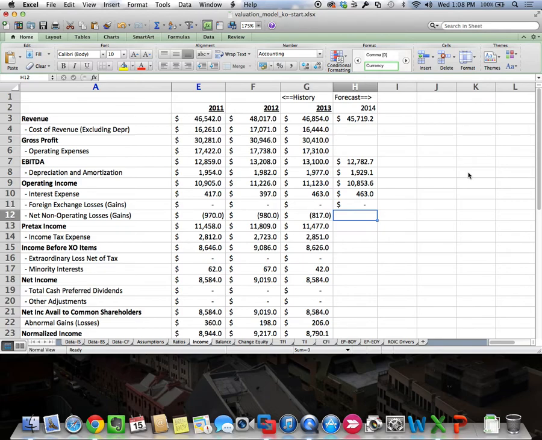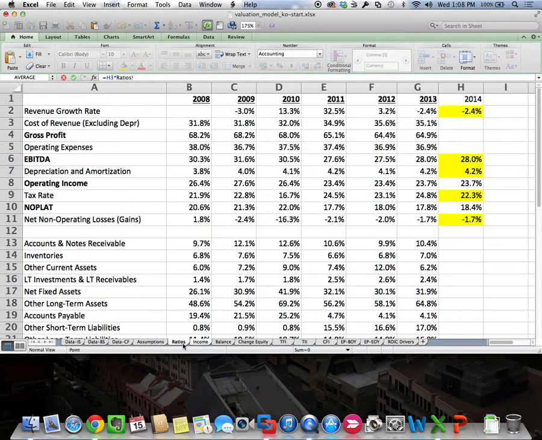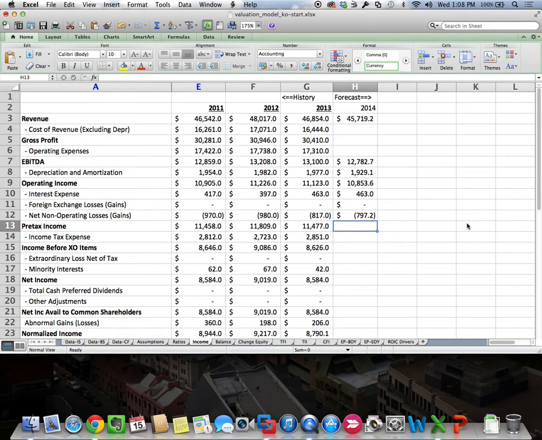Non-operating gains and losses equals 2014 revenue times ratios 2014 non-operating losses and gains. Pre-tax income. See over here on the left, we got some signs. So equals our operating income minus the interest expense, minus the FX, minus the non-operating losses and gains.